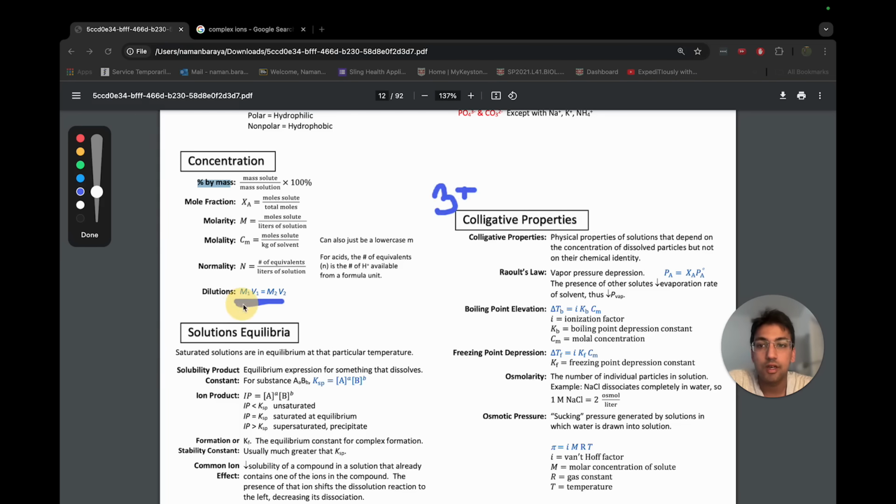Okay, now we have dilutions, and so this is a really important concept, and you're definitely going to be asked about this. It's a pretty simple equation, but it's kind of hard to understand when to apply it.